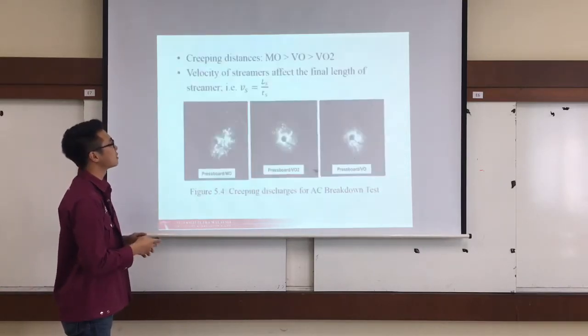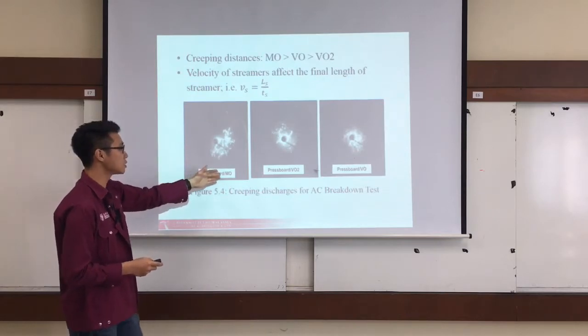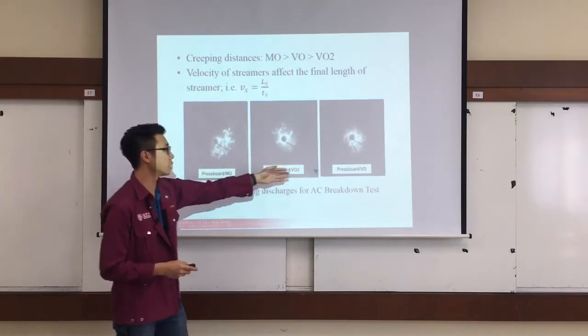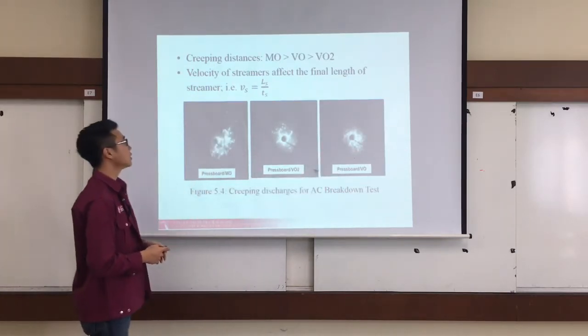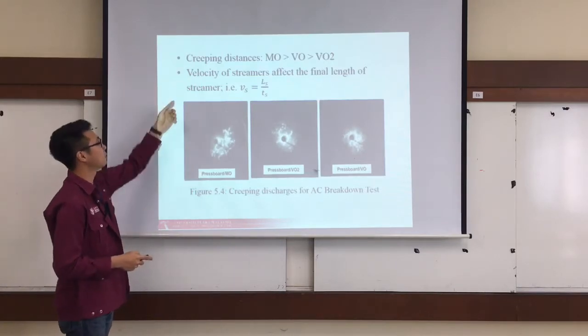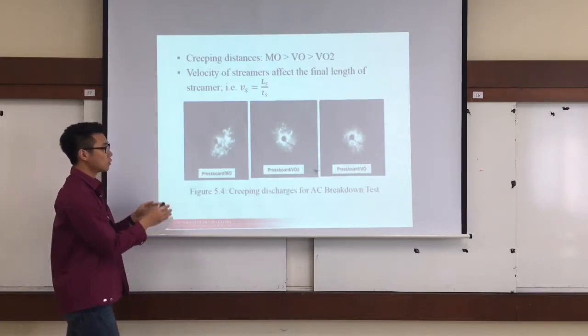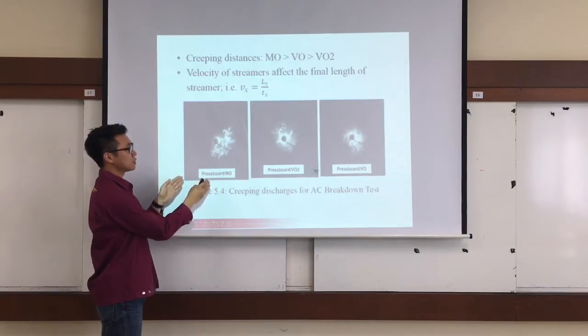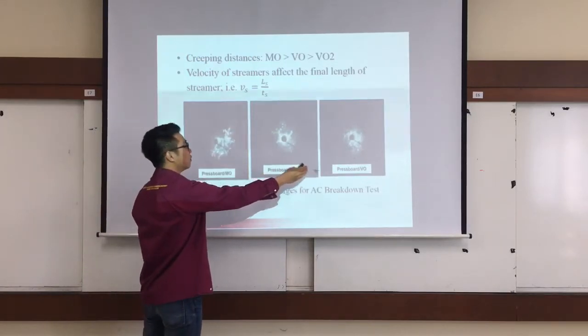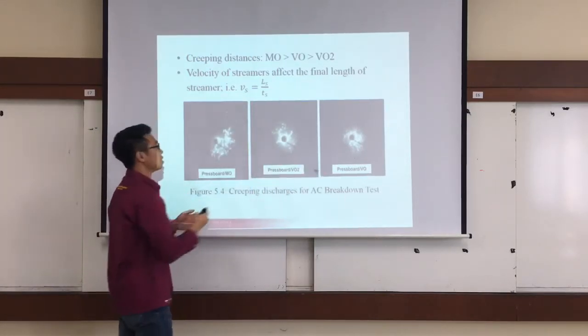So what happens is, we can see here there is mineral oil, there is refined vegetable oil, and there is unrefined vegetable oil. For the creeping distances, we notice that the mineral oil has longer distances compared to the vegetable oils, for both refined and unrefined.